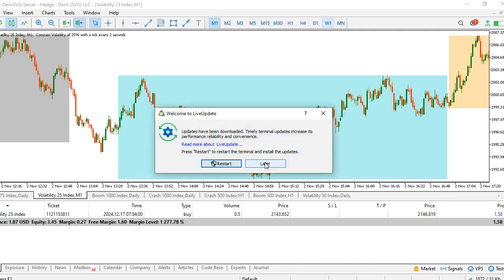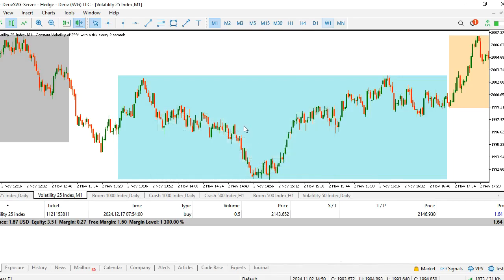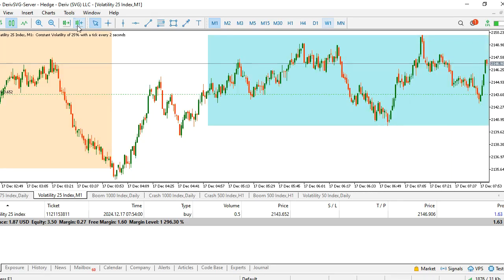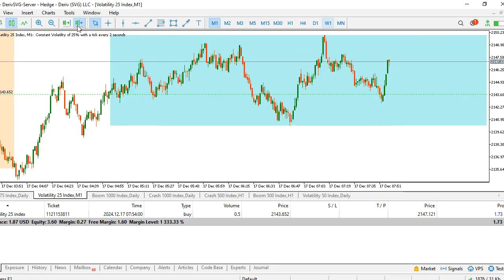Today I've decided to show you how I do my thing and how I treat my CRT pattern with my bread and butter pattern. You can see the live account. I've almost doubled the account again. This is 1.86, that's the balance. Now I'm currently on $1.63.